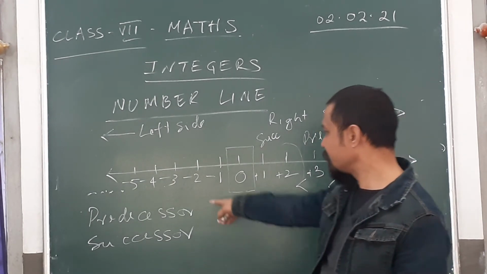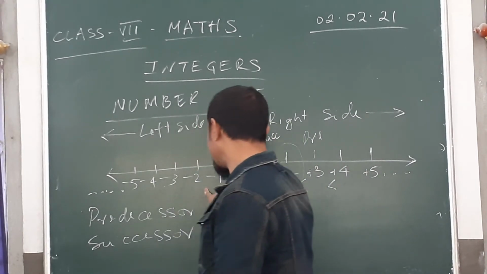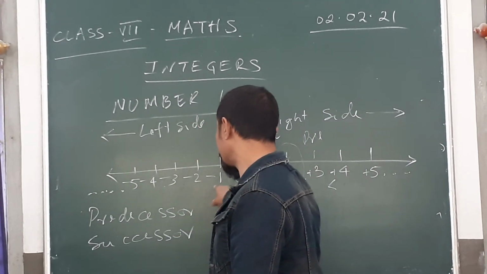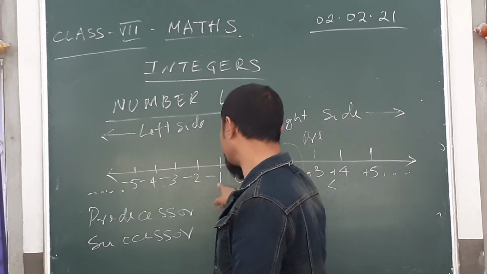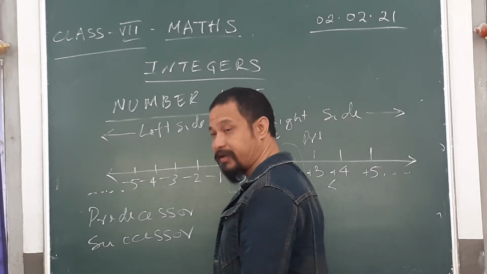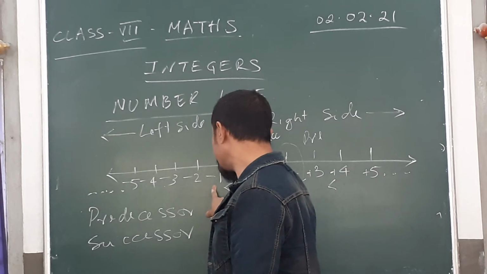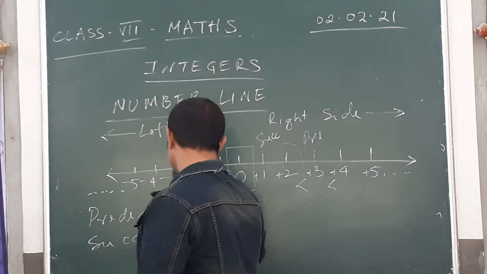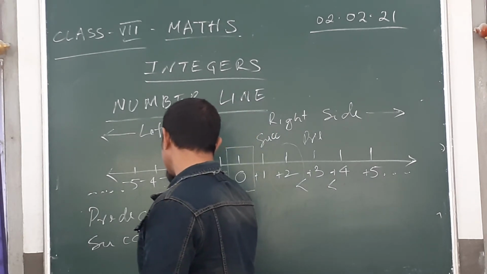Similarly, let's go towards the negative side. We will take 0 and minus 1. 0 is towards the right of minus 1. It is greater. Minus 1 is towards the right of minus 2. Greater. Minus 2 is towards the right of minus 3.